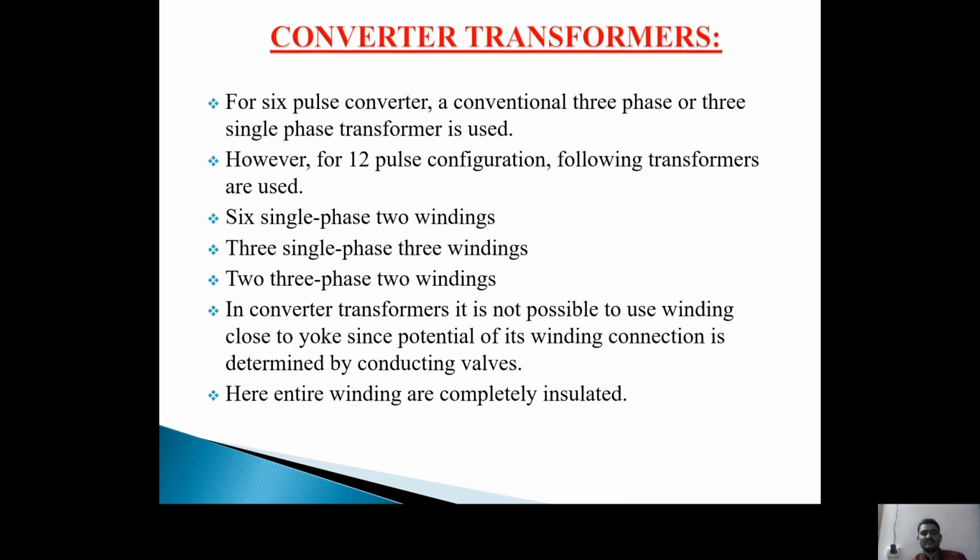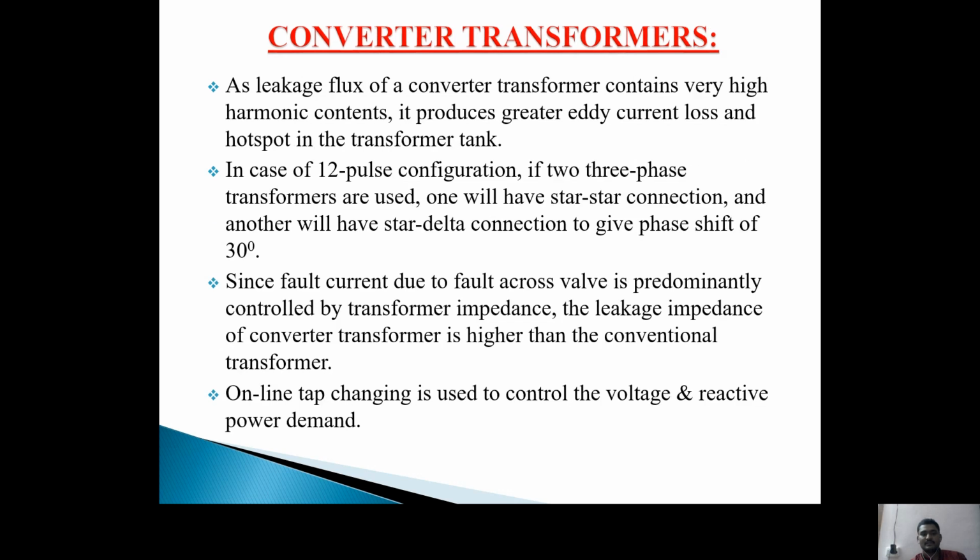In converter transformers, it is not possible to use winding close to the yoke, since the potential of its winding connection is determined by conducting valves. So here the entire winding is completely insulated. As the leakage flux of a converter transformer contains very high harmonic content, it produces greater eddy current loss and a hot spot in the transformer tank.